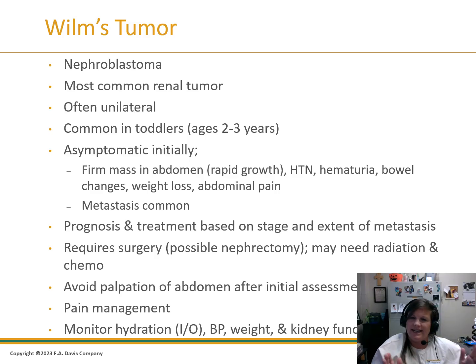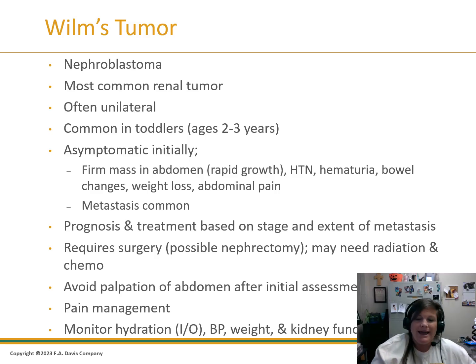So specifically ages 2 to 3 years is when this is typically discovered. And typically the patient is initially going to be asymptomatic. So they're not going to have any actual changes in their health patterns or routine when it first presents. And often the way in which it's first discovered is actually the physical mass palpated in the abdomen. A firm mass in the abdomen that grows rapidly.